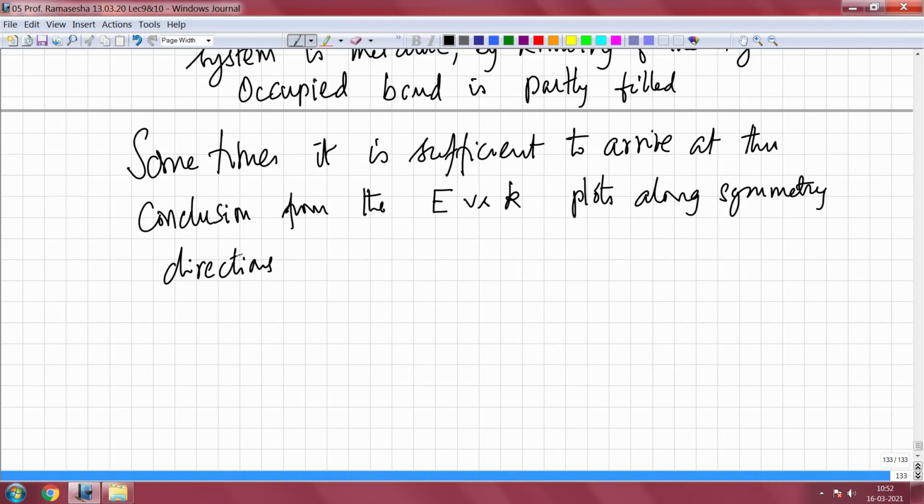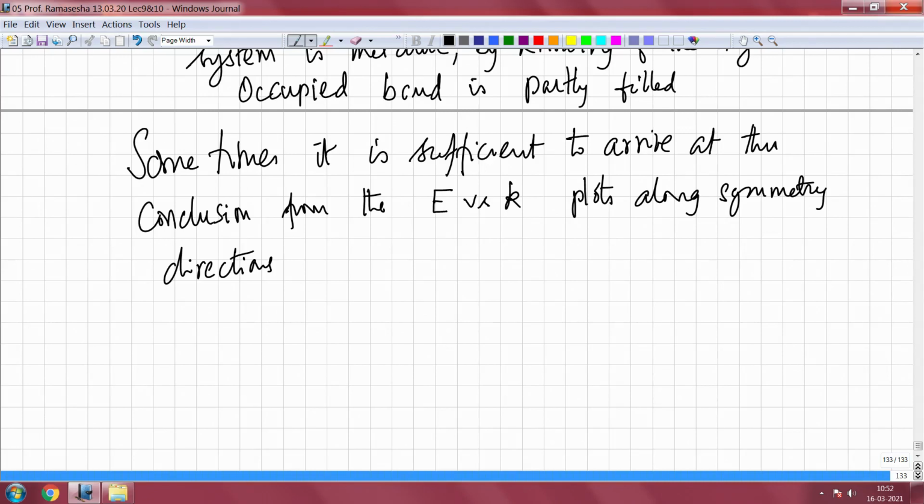But if the bands are not overlapping along the symmetry directions, it does not necessarily mean that the system is not metallic, because there may be general K points at which the bands could be overlapping, which means the higher band may be descending below the lower band and so on and so forth. So, it is necessary to calculate the density of states in order to know whether a material is metallic or not and whether the bands are overlapping.